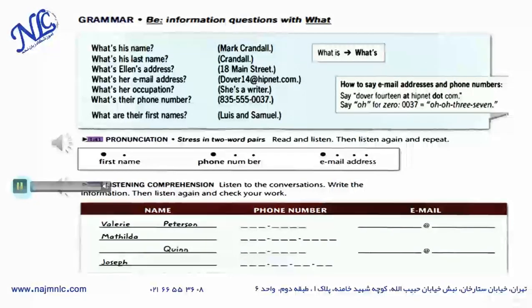Page 16. Exercise 5. Listening comprehension. Listen to the conversations. Write the information. Conversation 1. Ms. Peterson, what's your first name? Valerie. That's Valerie. That's right. And what's your phone number? 257-0843. Thank you. And how about your email address? It's peterson5@hipnet.com.